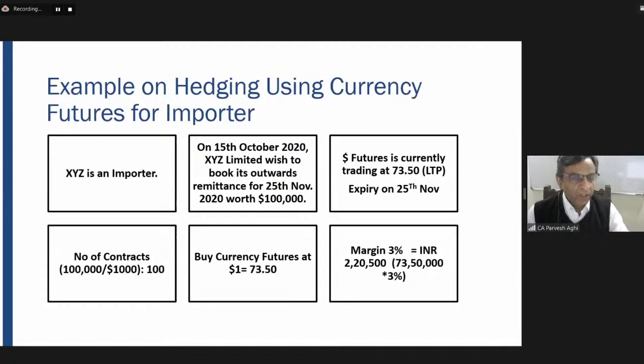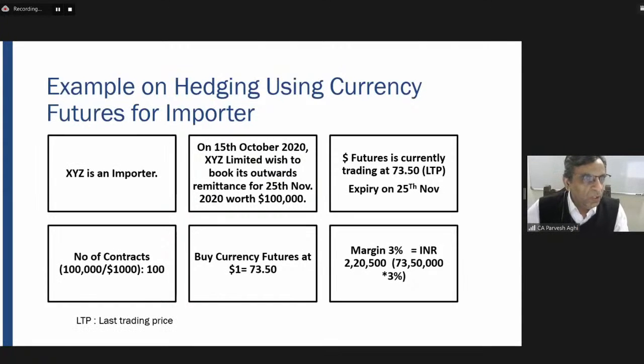Now, if the dollar goes up, you stand to make money. But okay, we'll discuss that shortly. So when you enter into a contract, you pay 3% margin. The stock exchange is going to charge 3% margin from you as well as from the person who has sold the currency futures. So there is a 3% margin currently in India, which is charged to both the buyer and the seller. So you have to pay 2,20,500 as a margin. Okay.